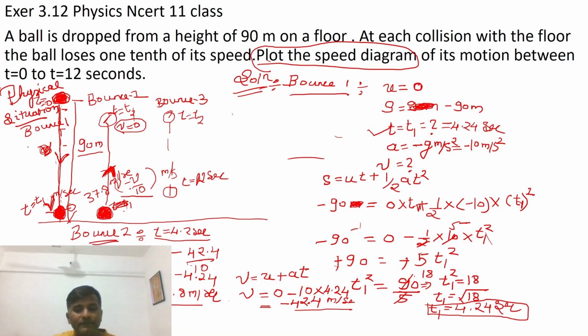So what we have done, this is what, right? For the first condition we have done it. For the second condition also we have found out the velocity. Now what we have to find out is the time. For the second condition we have to find out the time. How will we find out the time? We don't know the distance, right? What we know is that the initial velocity for this condition, bounce 2, is 37.8 meter per second, right?